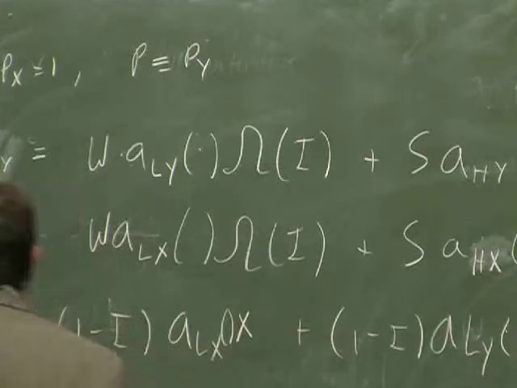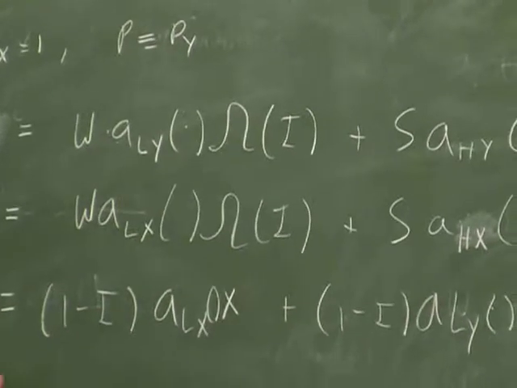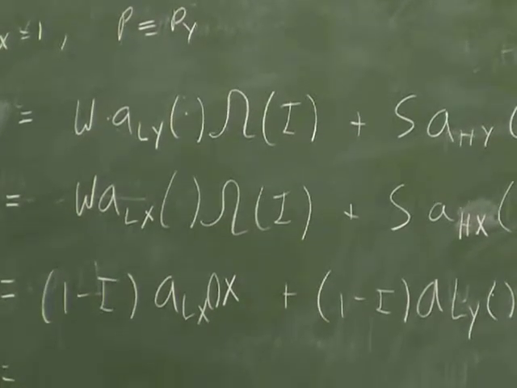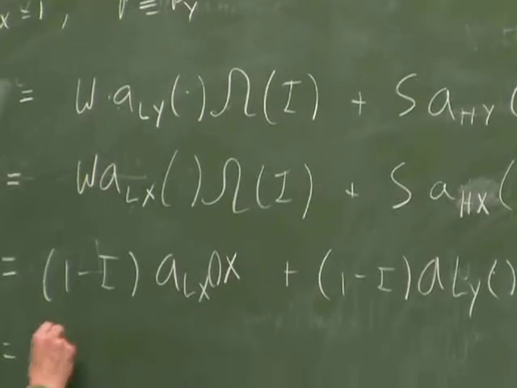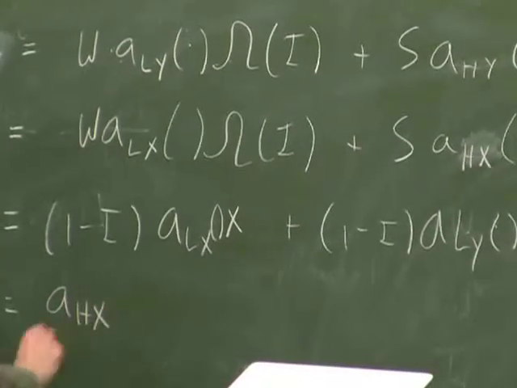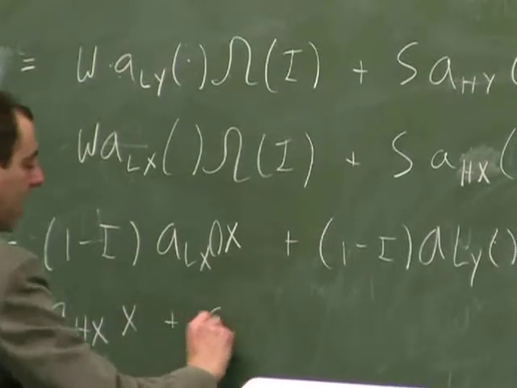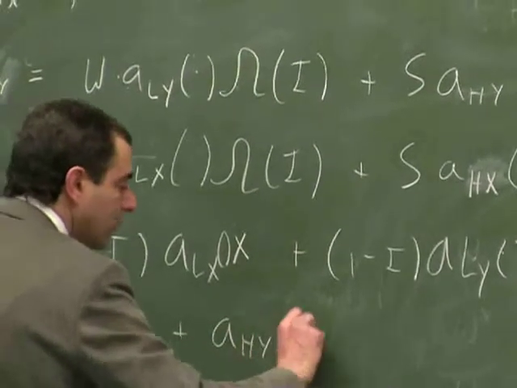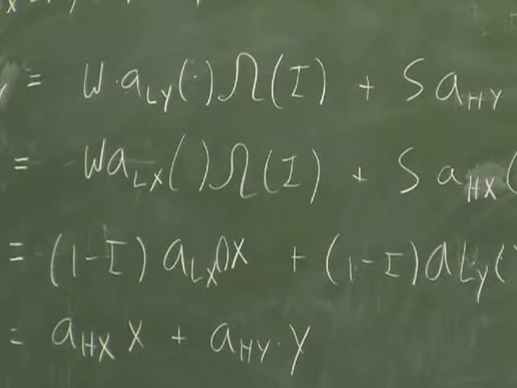Right? And then finally, H is equal to AHX times X plus AHY times Y. Okay, so these are the 4 equilibrium conditions of this model, right?